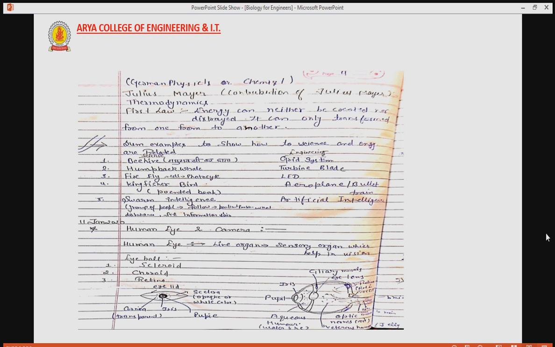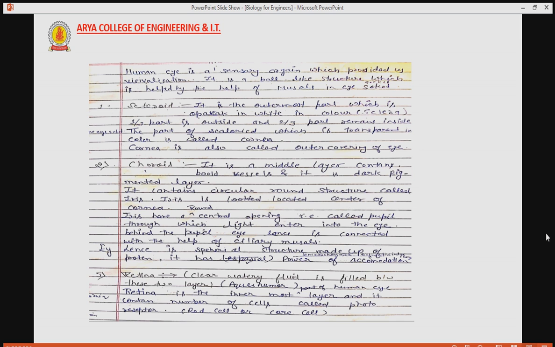Now come to the human eye. The human eye and the camera both have similarities as well as differences. As we know, the human eye takes in light and forms an image. The same process is done in the camera. It also utilizes light and forms an image. So we can say that the human eye is biology while the camera is engineering.